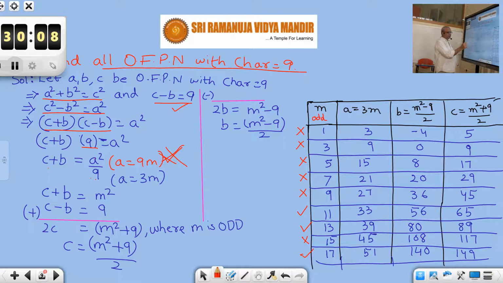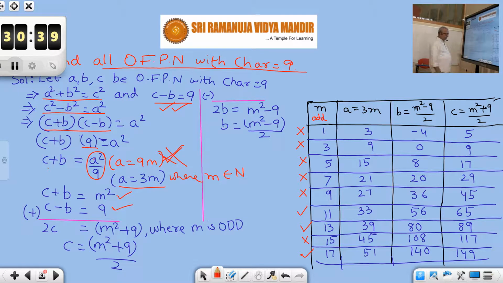9 is 3 square. Therefore, if a contains 3, that is enough. So, a must be a multiple of 3. So, let a be 3m, where m can be any natural number. So, this is correct. A need not be 9m, a can be 3m. If a is equal to 3m, what is a square? 9m square. What is 9m square by 9? M square. So, c plus b is equal to m square. C minus b, from here I have put 9.